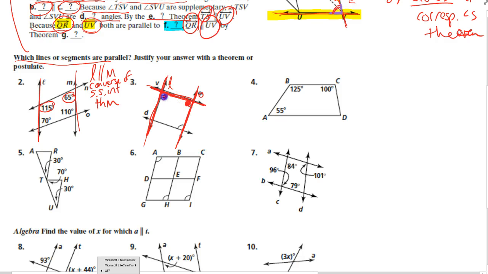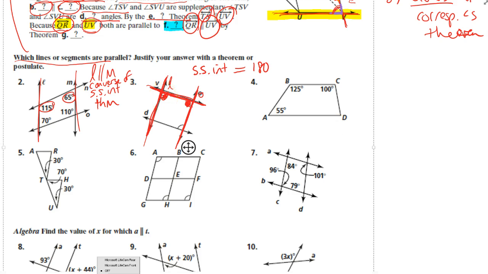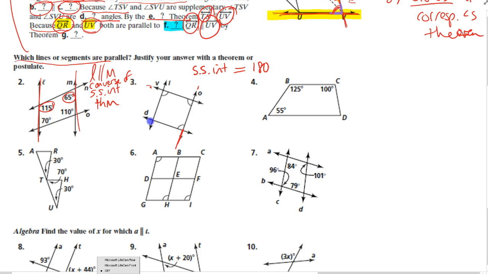Now, these are going to be same side interior angles. Okay, I know the same side interior angles theorem needs the angles to add up to 180. Is that what they're telling me here? No, it's not. They're telling me that same side interior are congruent. When has that ever helped us? It doesn't help us at all. So knowing same side interior angles are congruent doesn't tell us anything. We can't make a conclusion about any of these lines being parallel.